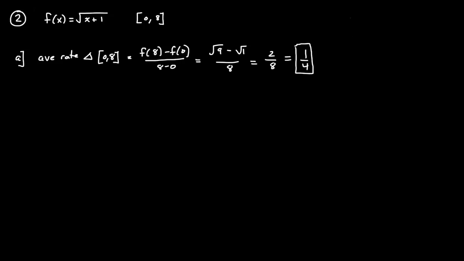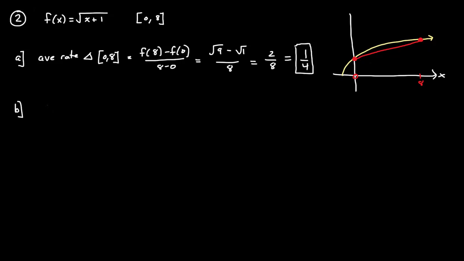I think it's worth drawing a picture of this function here. If we were to graph the square root of x plus 1, it's going to be this. Let me change the color. This is going to be some swooshy shape that looks like this. And if I'm trying to find the average rate of change from x equals 0 to x equals 8, then I could draw a secant line connecting those two, and then using rise over run or change in y over change in x, I computed the slope to be 1/4.